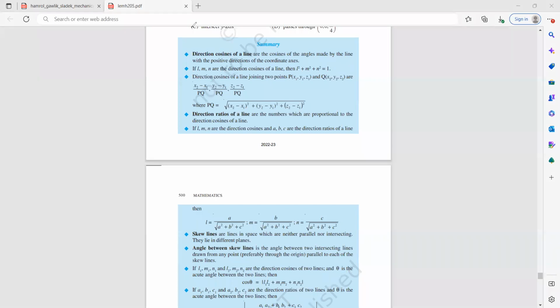Generally, these days, students do not read NCERT theory-wise, so this is a problem. So I am suggesting you go through it. Today I am going to discuss the summary for 3D geometry.